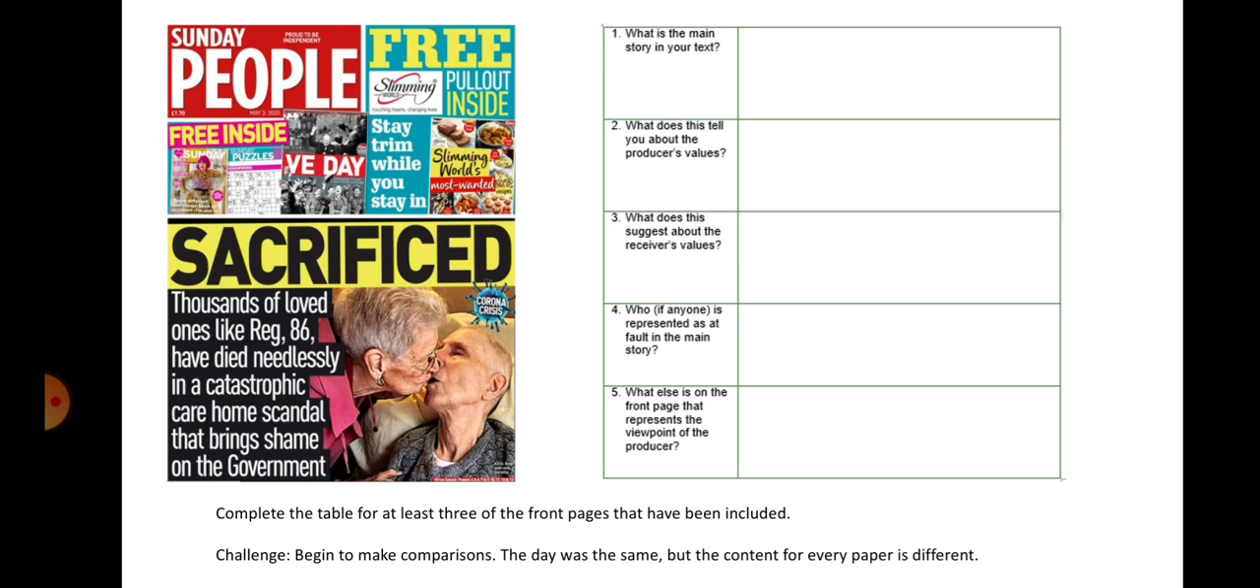Who, if anyone, is represented at fault? This one's quite straightforward as well, actually. Shame on the government. So this is interesting. I mean, Sunday People does say it's proud to be independent. Whether they are strictly independent, I'm not 100% sure in terms of their political leanings, but they are selling themselves as that. And with that in mind, they blame the government.